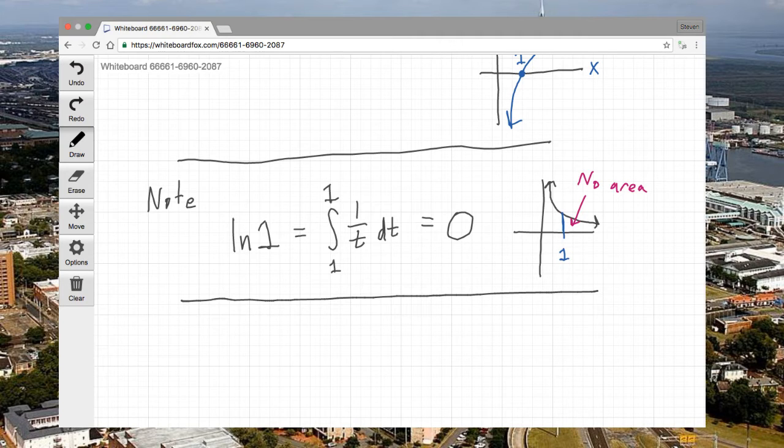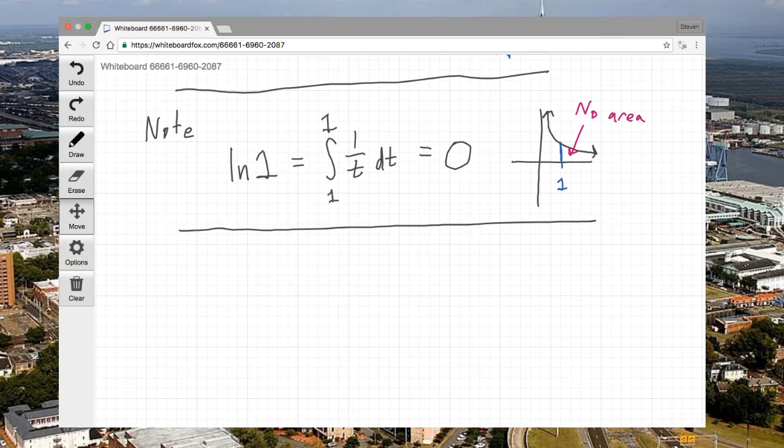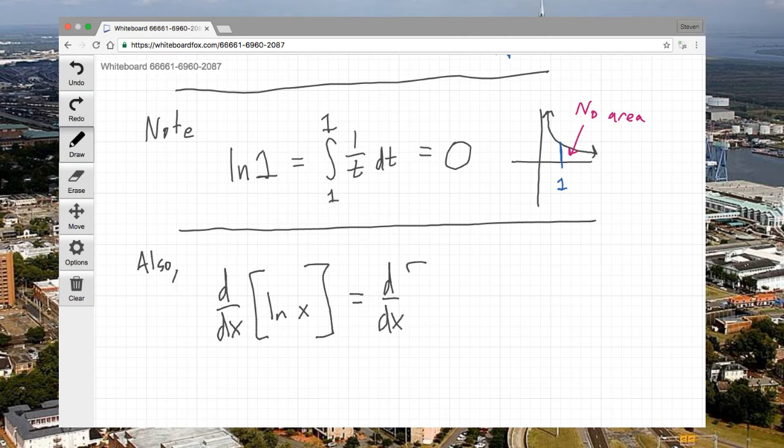Okay, one final thing I should mention, of course, is what is the derivative of this function? Let's just note that if I want to take the derivative of the natural log, we know what it should be, right? It should be 1 over x. But why is that if this is the way that we're defining it? Well, we'll take the derivative of the integral from 1 to x of 1 over t dt.